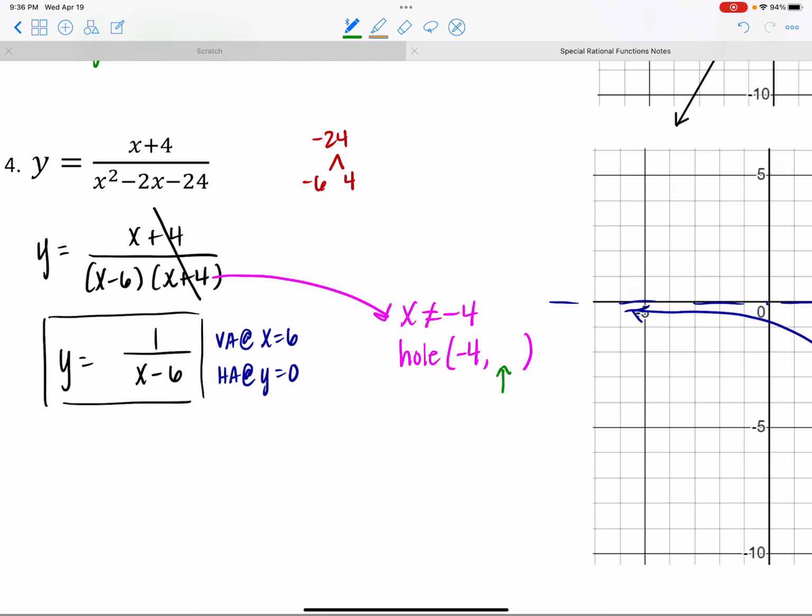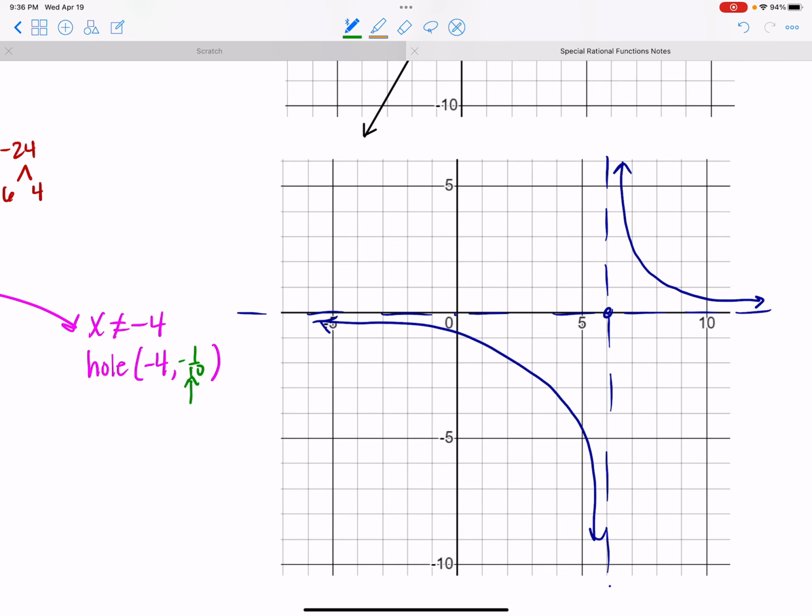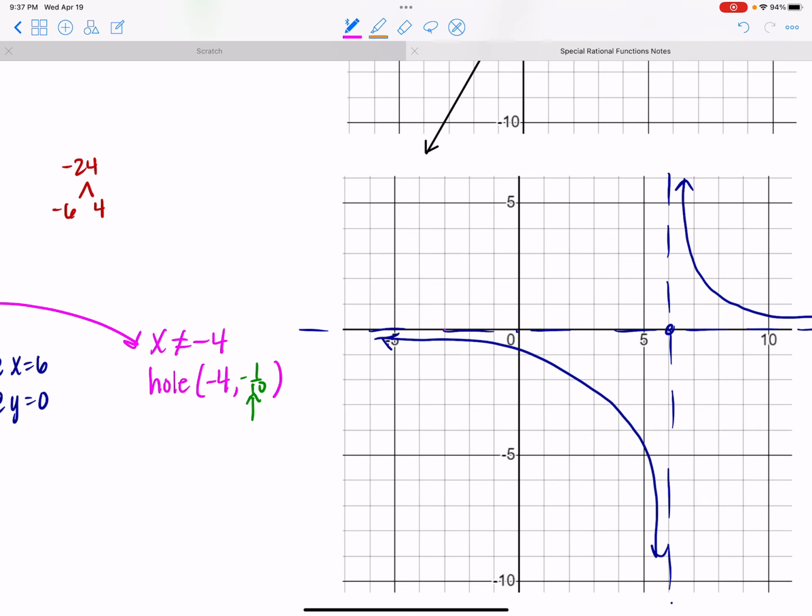So I'm looking for a point on this graph. I'm going to plug negative 4 into that function. So I would have 1 over negative 4 minus 6, which would be a negative 1/10. So at negative 4 and negative 1/10, I should have a hole in this graph. At negative 4 and where's negative? Way over here. I'm like 1, 2, 3, 4. So this point right here, again, let me just edit my graph a little bit. Somewhere here between 0 and negative 1, that's where negative 10th is, at an x value of negative 4. So that point is a hole in my graph.